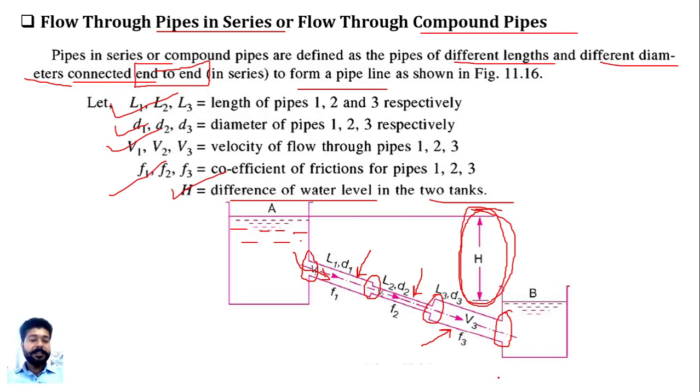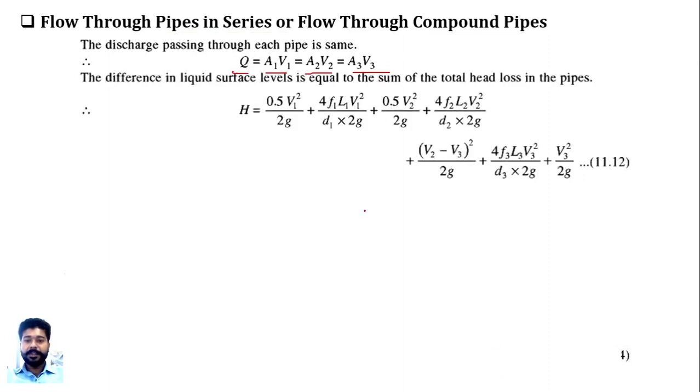So let us consider the different types of head losses. Over here, as we have seen, the head loss at the entrance of the pipe equals 0.5 V1 square by 2g. Next is the frictional loss for pipe 1.